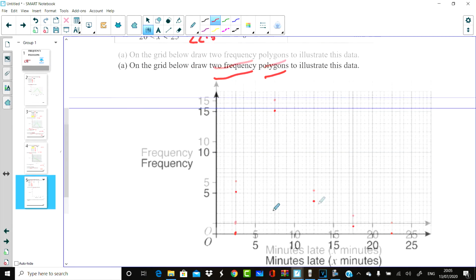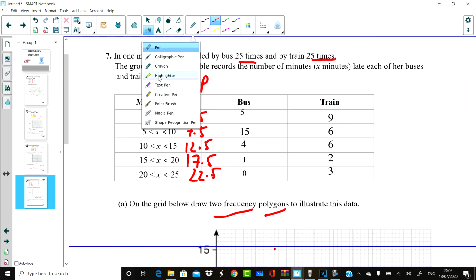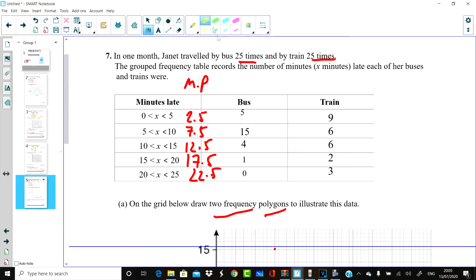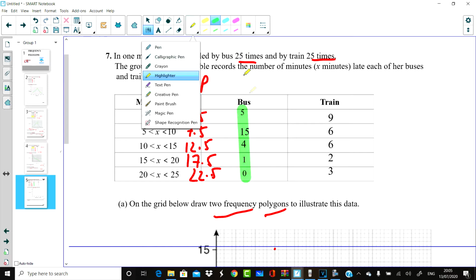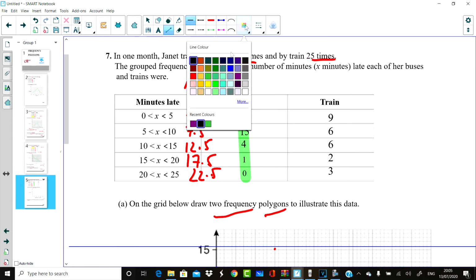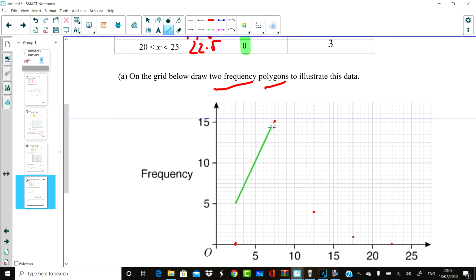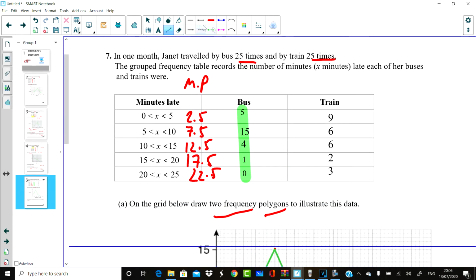So that's pretty simple. I'm going to join this first one here. I'm going to do it in one color, and the other, train, in a different color. So I'll do buses in green. Ideally you'd want to draw a key in your exam just so the examiner knows which is the bus and which is the train. So if I do this one in green, I'm going to end up with something that looks like this. All I'm doing is joining up the points that I plotted. So this is bus.